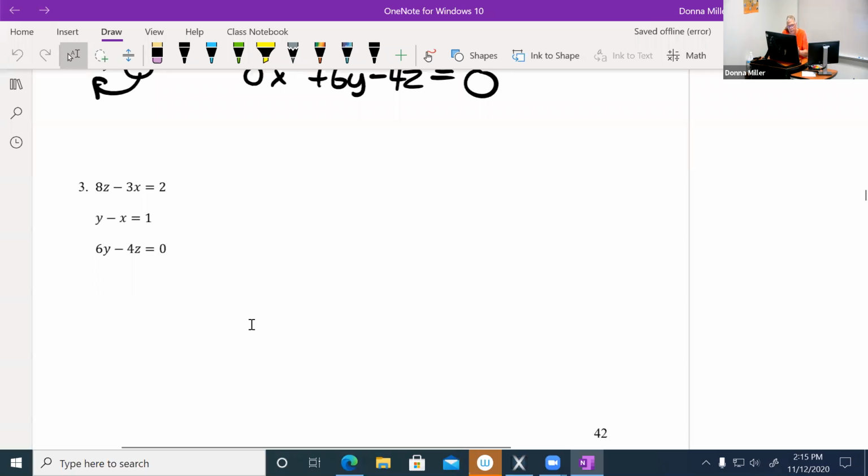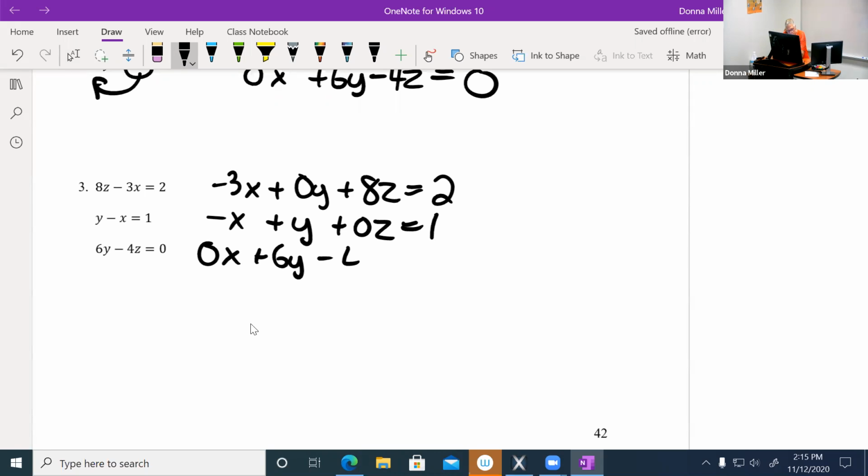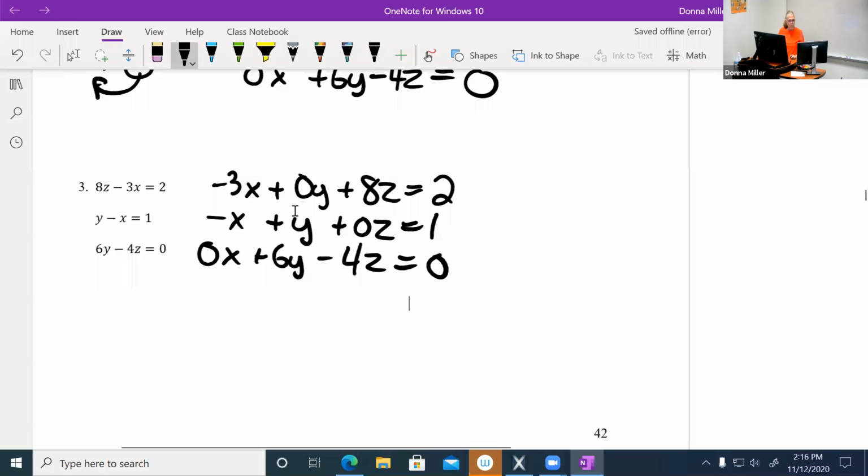This one, I would just rewrite negative 3x. There's no y, so I'd write it as 0y, plus 8z equals 2. That was pretty easy. X comes first, so it's negative x plus y. There's no z, so it's plus 0z equals 1. Next one, no x's. We just write them down, and then we can make a matrix. Lots of examples there. The main thing is when you switch between sides, you change the signs.